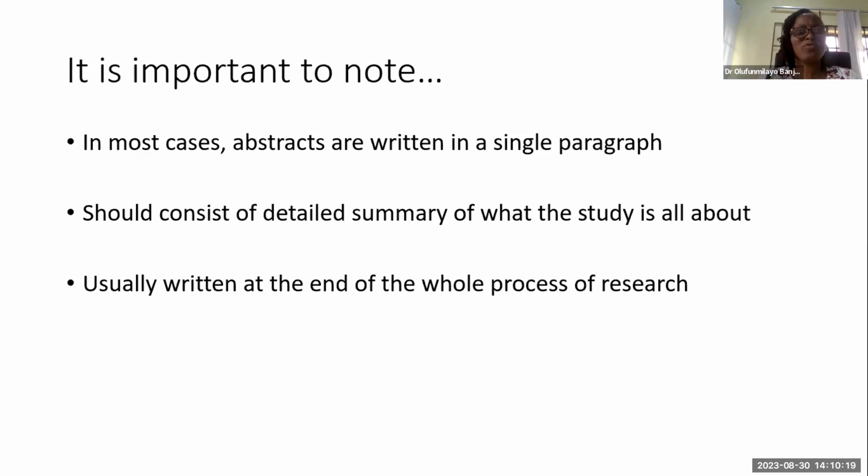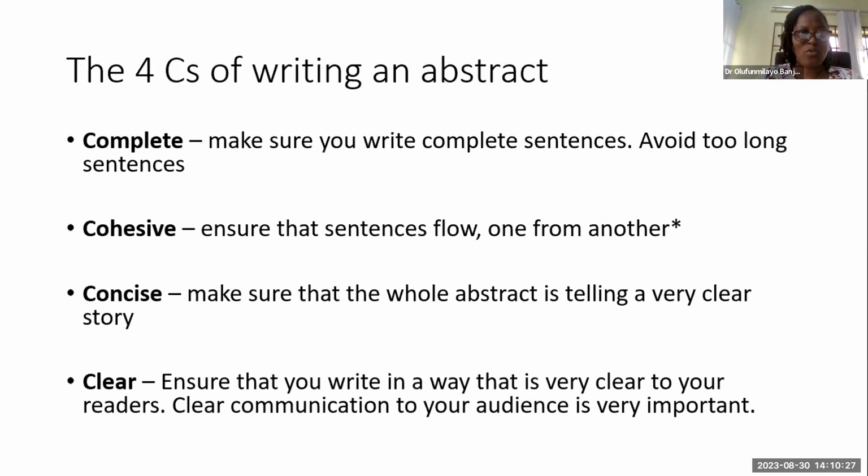Sometimes you feel, oh, this word is very, very important. I don't want to let go of it, but when you don't have enough space, you have to let go of some words. So, the 4 C's of writing an abstract. Number 1 is complete. Make sure you write complete sentences. You should avoid too long sentences. Avoid redundant words. Avoid redundant statements.